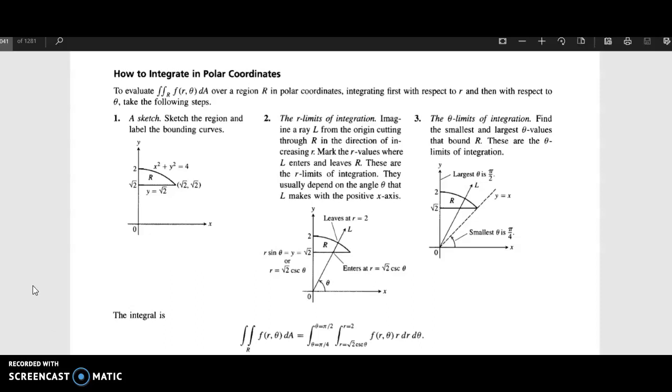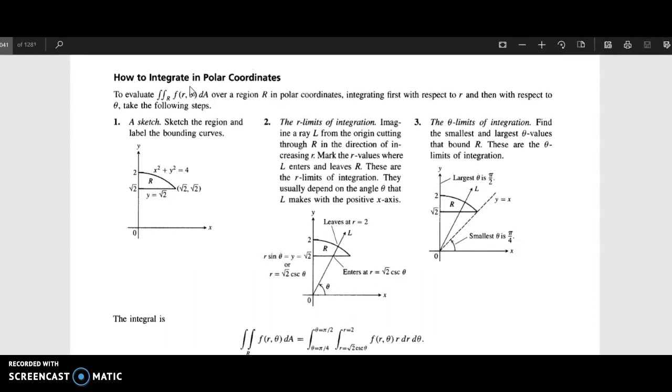Hi, today we are going to start with a new topic, that is how to integrate in polar coordinates. The double integration using the polar coordinate. We have already studied the double integral of f(r, theta) dA over the region R in polar coordinates. How to integrate that, and how to find the values of the limits using polar coordinates.